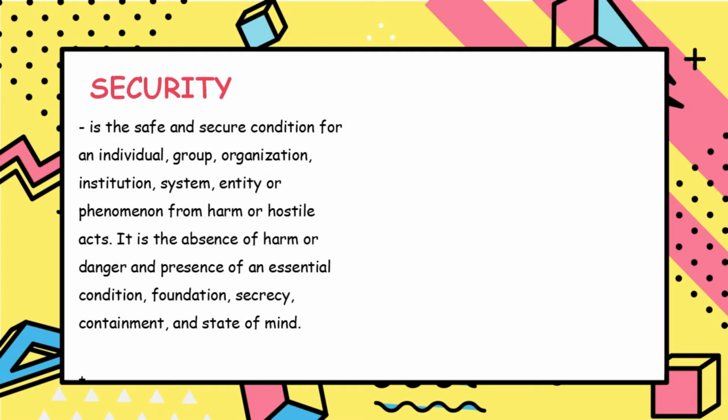Before entering into the core issue of human security, it is very much relevant to discuss and define the term security. Security is the safe and secure condition for an individual, group, organization, institution, system, entity, or phenomenon from harm or hostile acts. It is the absence of harm or danger and presence of an essential condition, foundation, secrecy, containment, and state of mind. Morgenthau defined security in 1958 as the integrity of the national territory and its institution. The key theme behind such belief is if the state is secured, everything will be secured.